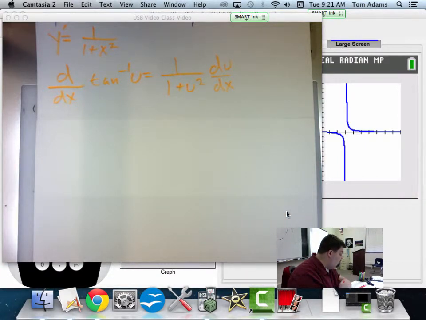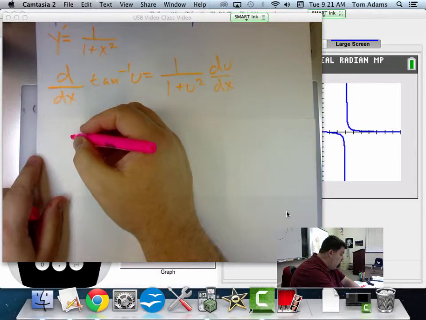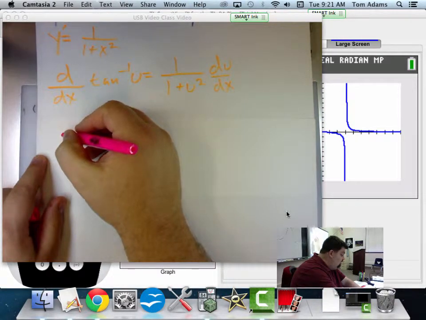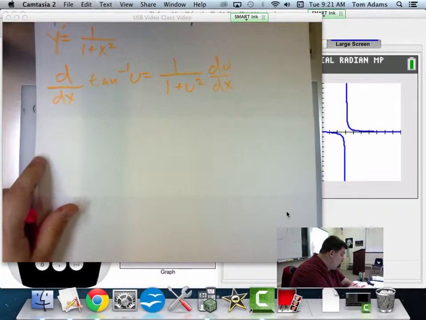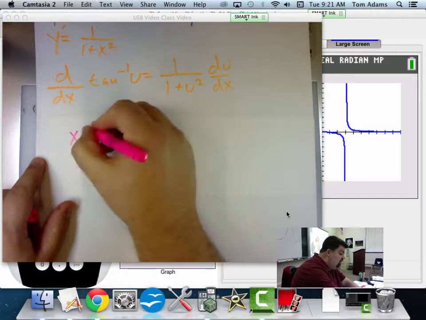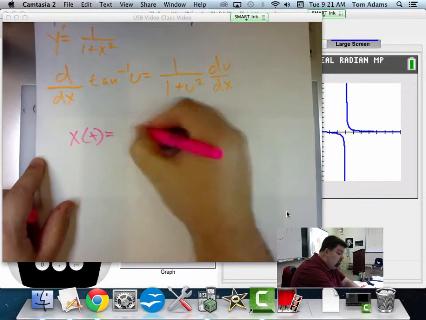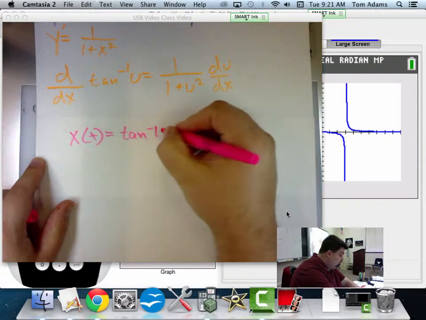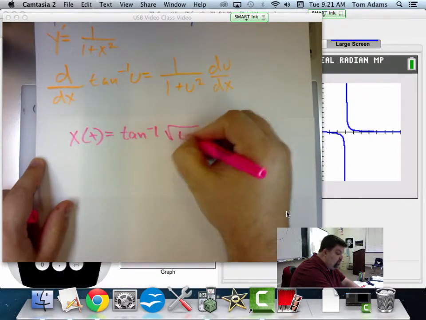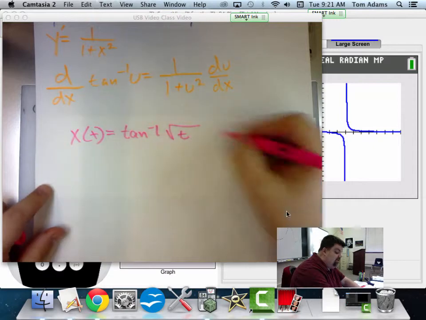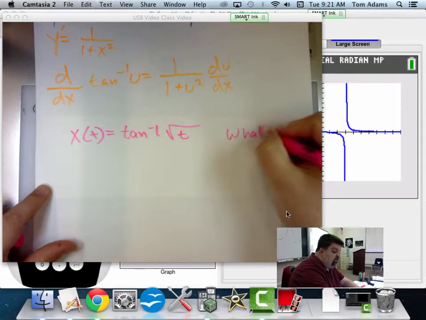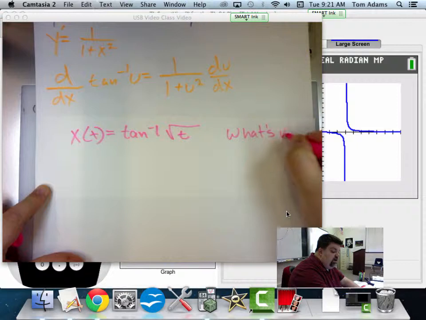So the actual example problem number 2, let me just read it right out of the textbook. It says a particle moves along the x-axis so that its position at any time t greater than 0 is x of t is equal to arctan of the square root of t. What's the velocity? So if this is the position equation and they want to know what the velocity is, how do I find that?